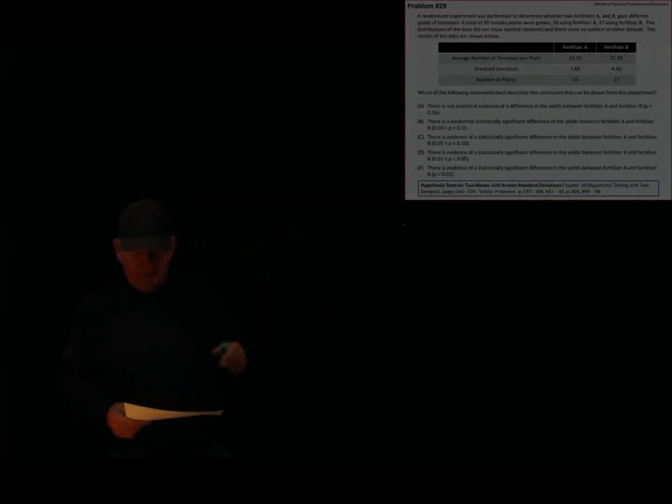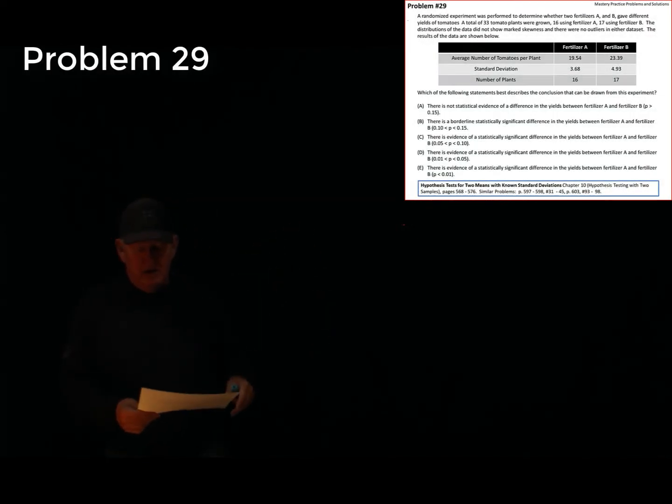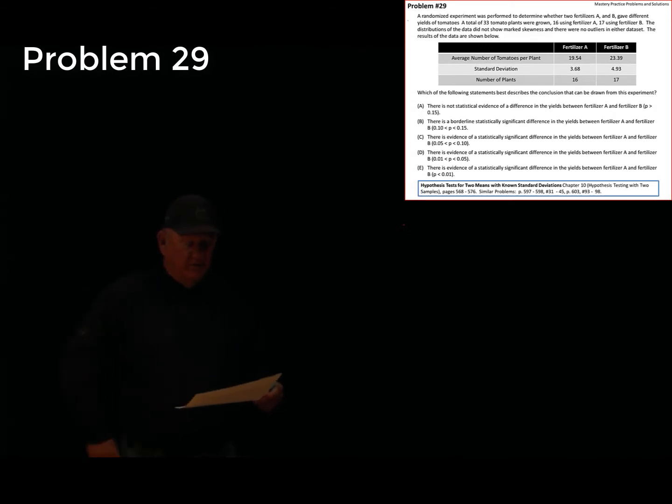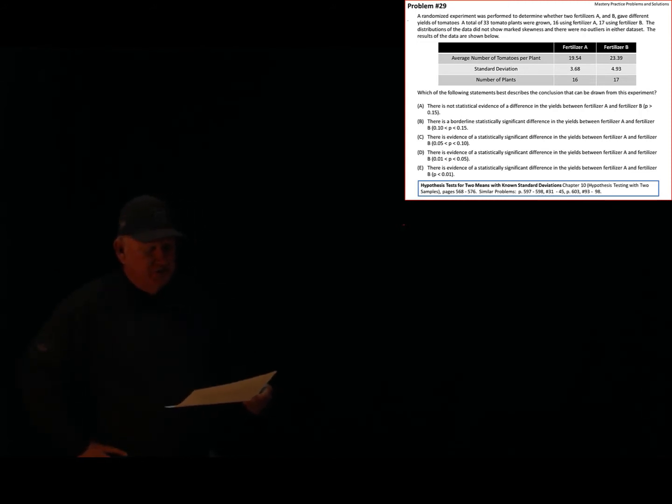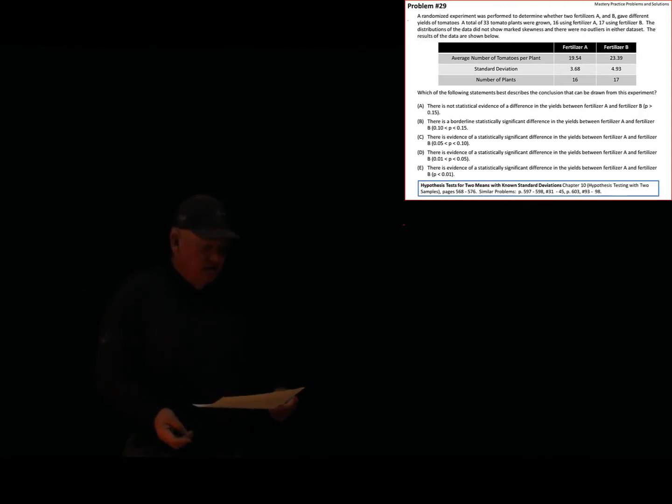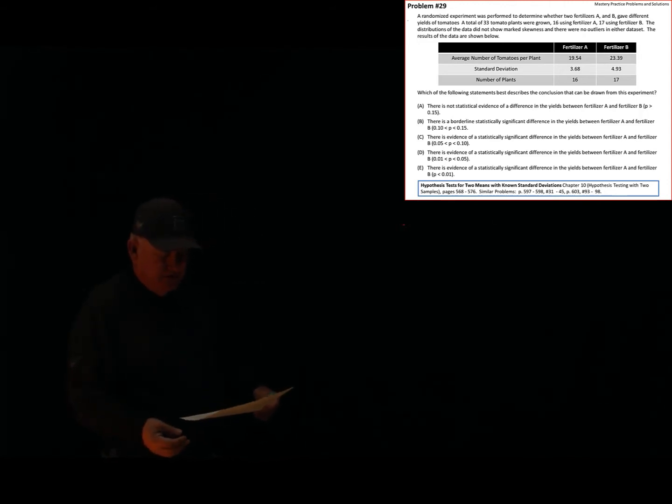Here's 29. Let me read it. It says a randomized experiment was performed to determine whether two fertilizers A and B gave different yields of tomatoes. A total of 33 tomato plants were grown, 16 using A, 17 using B. The distributions of the data did not show marked skewness, and there were no outliers in either data set. The results of the data are shown below.